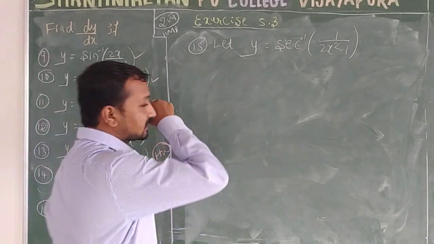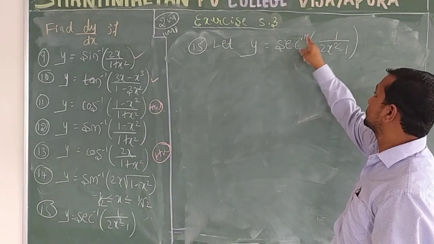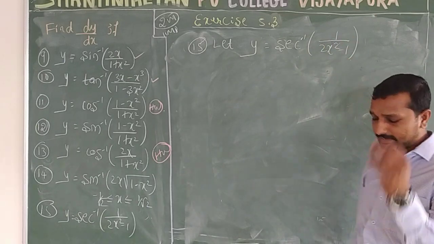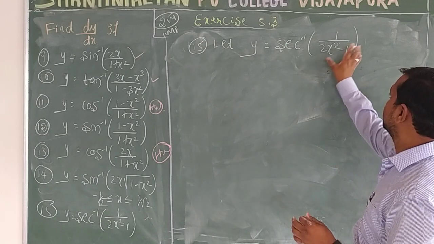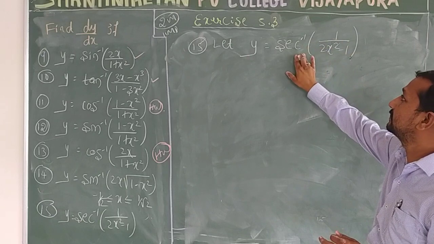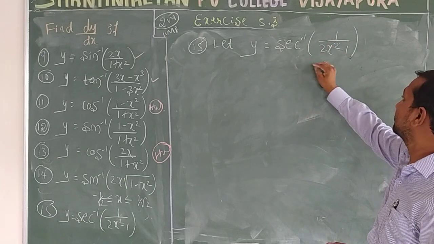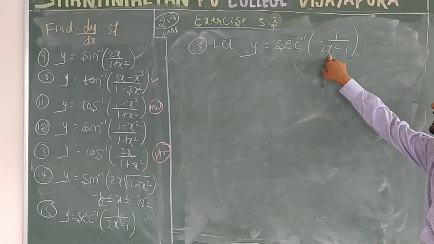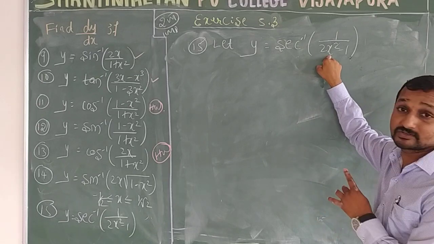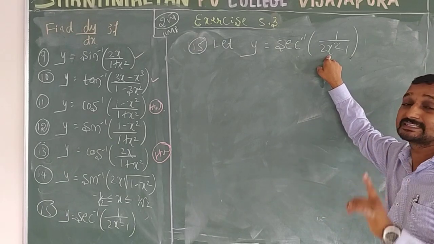Students, this is also a very important example. Here y equals sec inverse of 1 divided by 2x square minus 1. Wherever we put x equal to a standard trigonometric angle, we get trigonometric functions like sec as well as cos. First of all, should we put x equal to tan? For 2 tan square theta minus 1, there is no formula. For 2 sin square theta minus 1, there is no formula. But 2 cos square theta minus 1 is a standard formula.